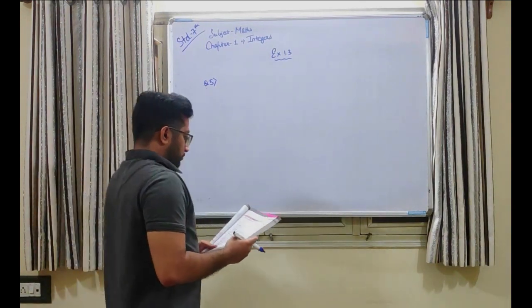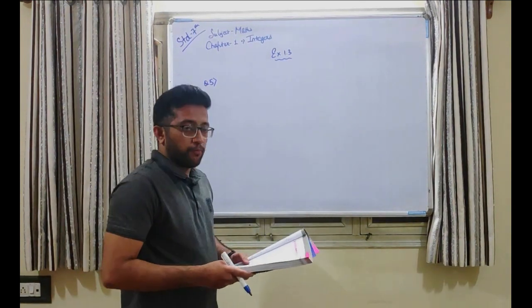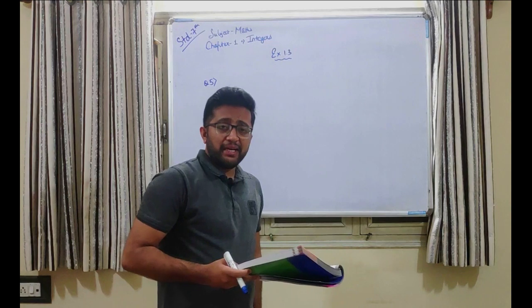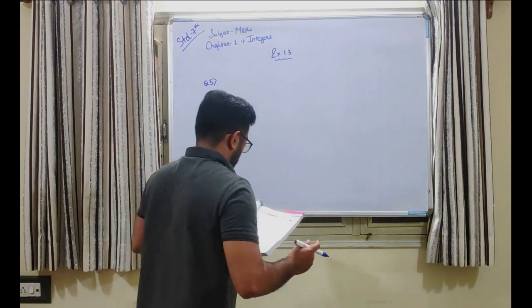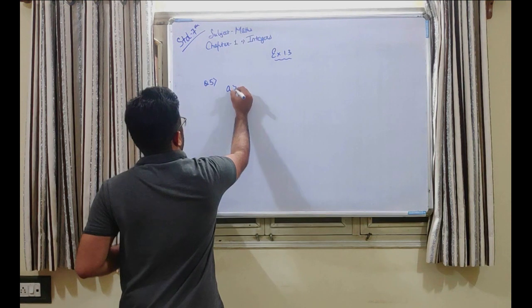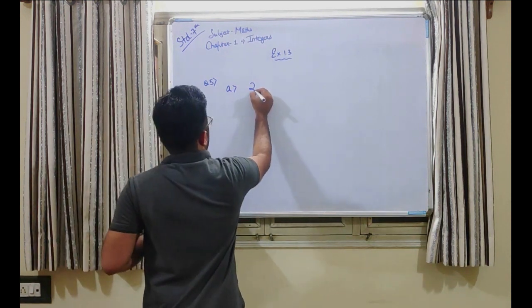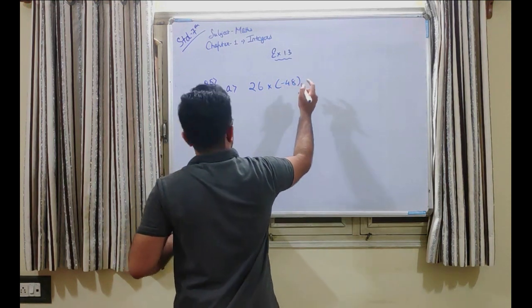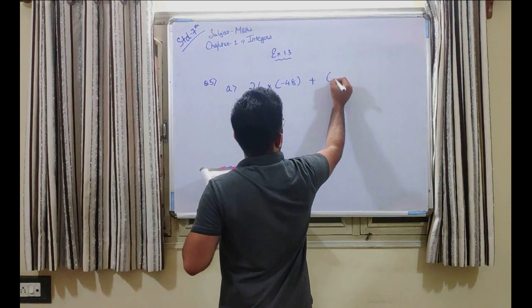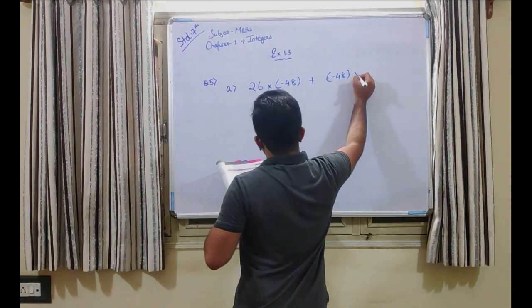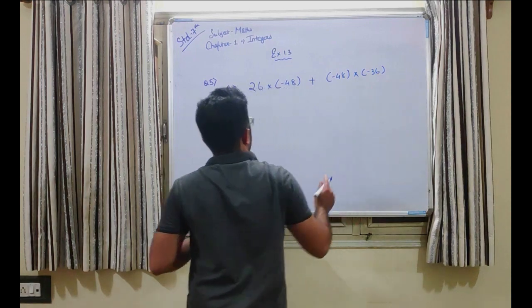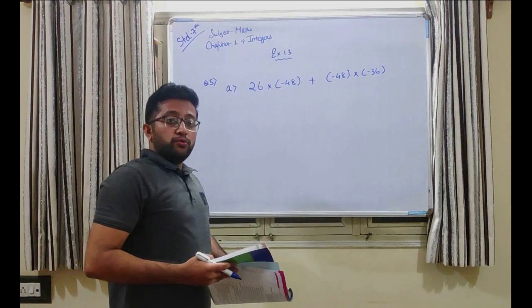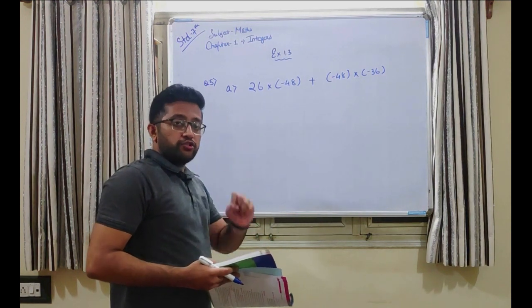So now starting with question number 5, find the product using suitable properties. So we have to use the various properties, that is associative, commutative, multiplicative, additive, etc., in order to solve these questions. So the first one here given is 26 multiplied by minus 48 plus minus 48 multiplied by minus 36. If you take a good look at this question, it will be similar to an example which we studied in distributive property.